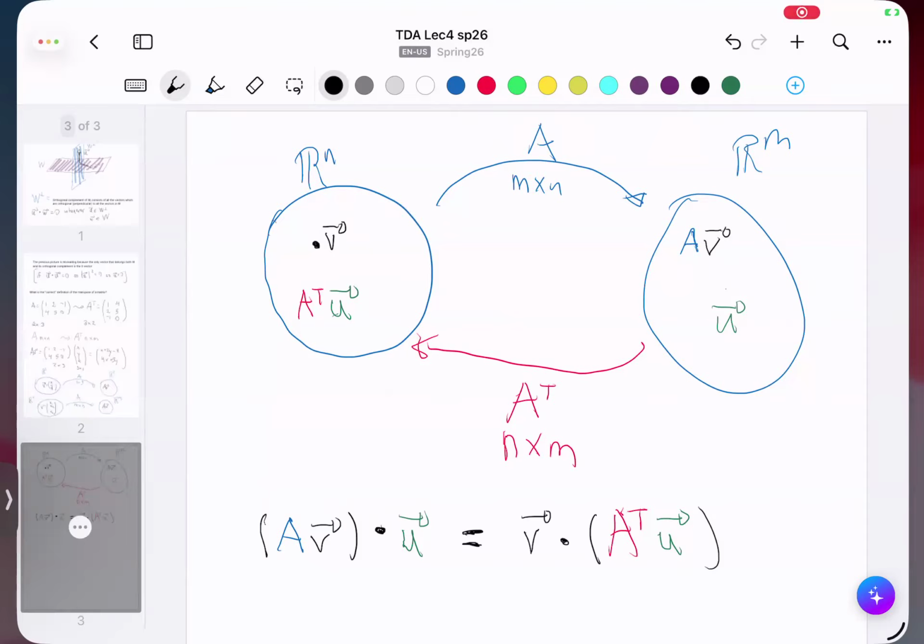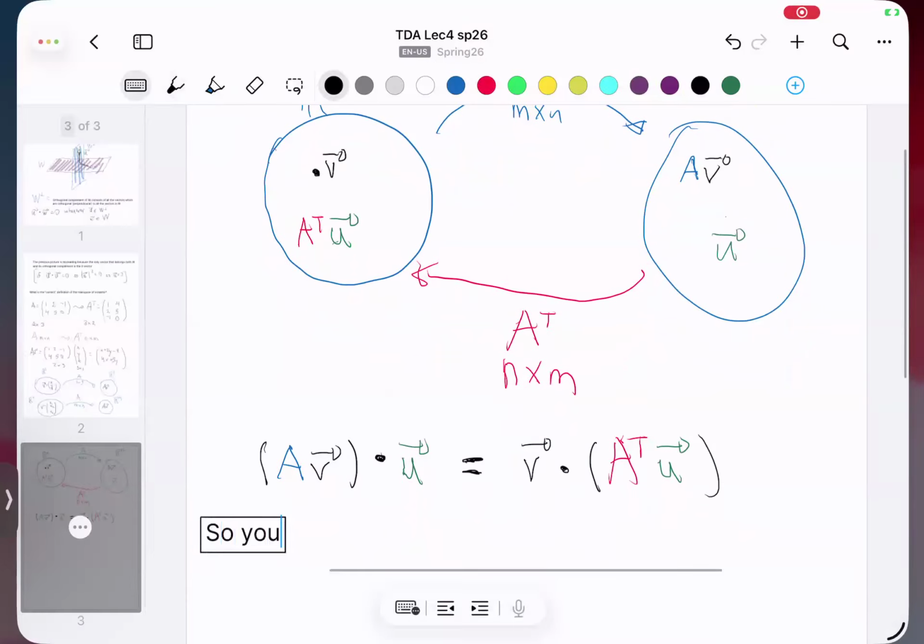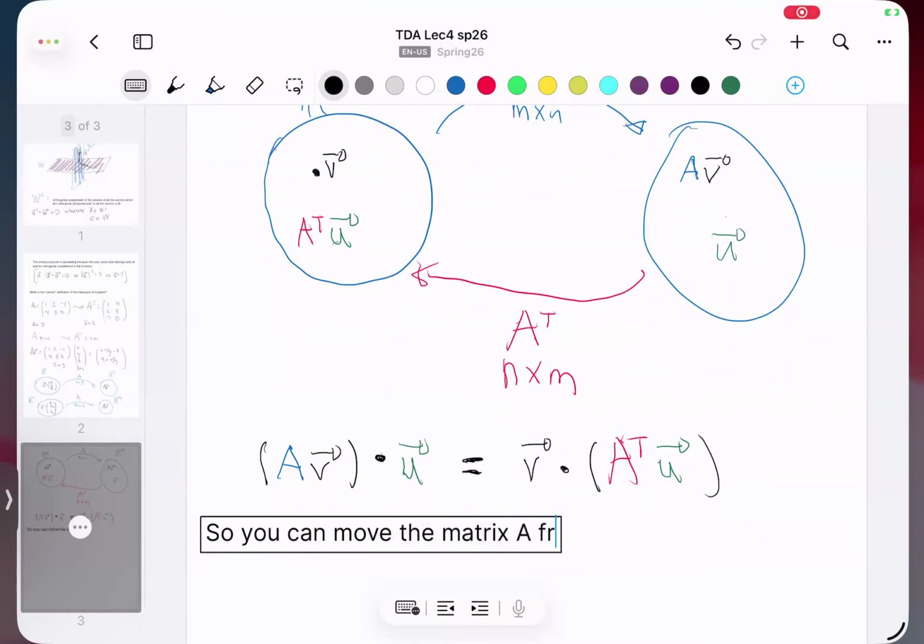And you can go check the details. The usual definition that they give you of changing rows with columns does have this property. It does satisfy this. But in words, what I'm saying is that you can move the matrix from the first factor to the second factor as long as you transpose it. So you can move one of the factors to the other.